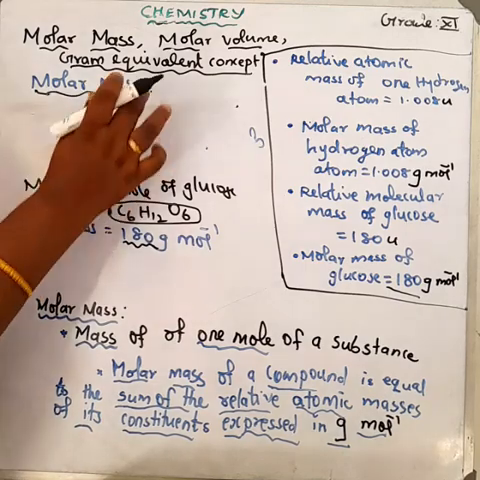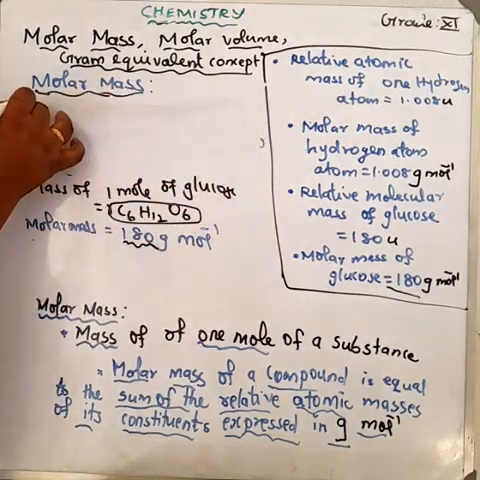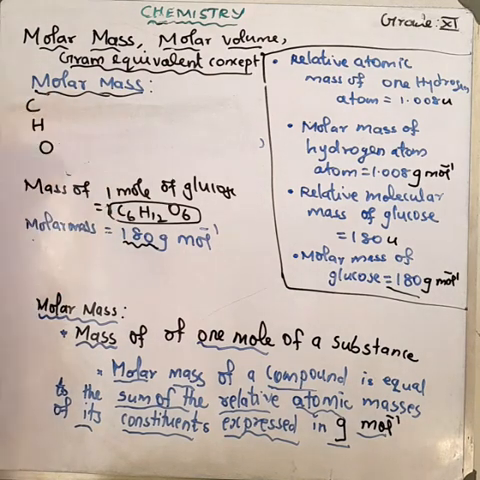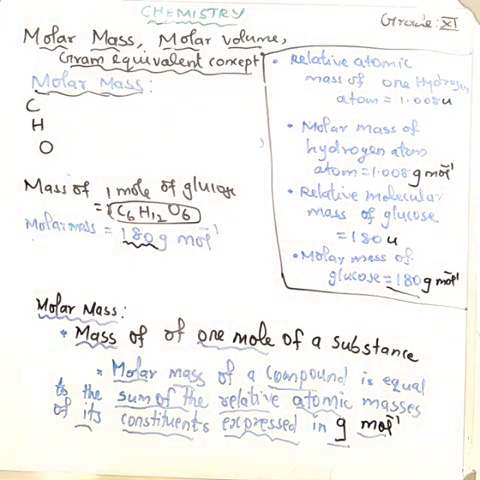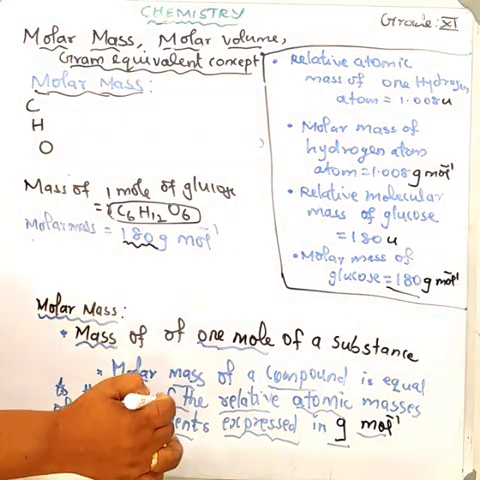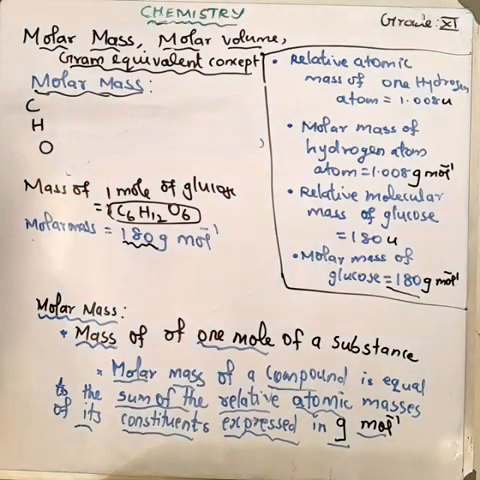How many constituents do we have here? 3 types of constituents. What are the three constituents? Carbon, hydrogen and oxygen. So to get the molar mass, we add the sum of the relative atomic masses of the constituents. So we should know the relative atomic mass of each constituent.